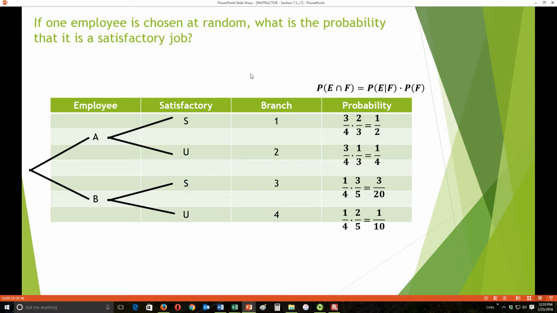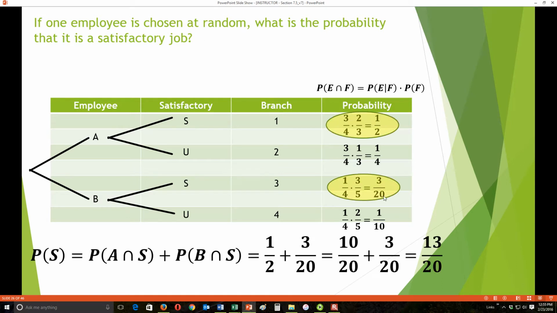What is the probability that it is a satisfactory job? Well, this is where we have to use a little bit of reasoning, because it always says the job is satisfactory, which means it could be A satisfactory, or it could be B satisfactory, which means we simply have to add these two together, which entails getting a common denominator. So 1/2 plus 3 over 20 is 10 over 20 plus 3 over 20. So 13 out of 20 is our probability.